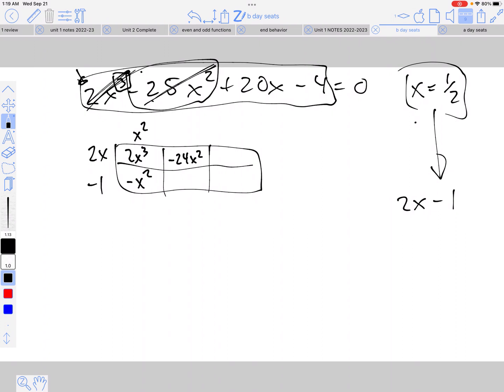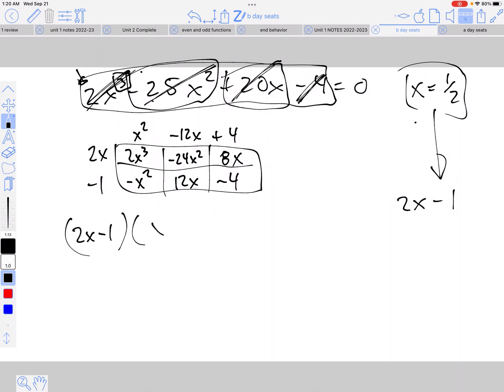Now I think, all right, that must have been a negative 12x to create negative 24x squared, which means I get a positive 12x. But notice I didn't want 12x, I wanted 20x, which means I needed 8 more. And then 2 multiplied by something to create 8, that was a 4, okay? And then 4 times negative 1 is negative 4, which I wanted. So mission accomplished. The remainder is 0. It fit perfectly. So I know that 2x minus 1 multiplied by x squared minus 12x plus 4.